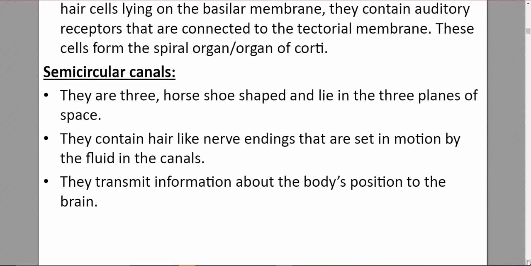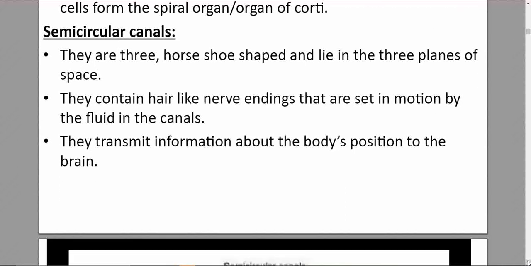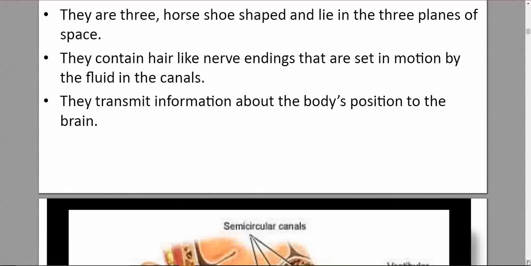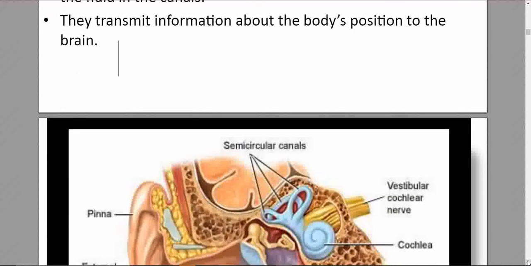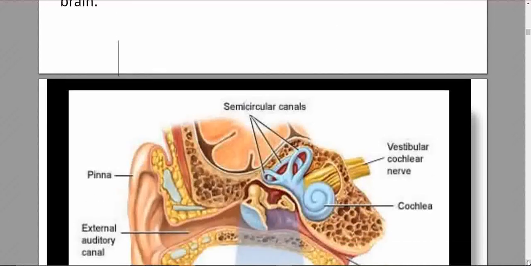Semicircular canals, there are 3, horseshoe-shaped, and lie in 3 planes of space. They contain hair-like nerve endings that are set in motion by the fluid in the canals, and they transmit information about the body's position to the brain. So they are the ones responsible for what we call the equilibrium of your body.